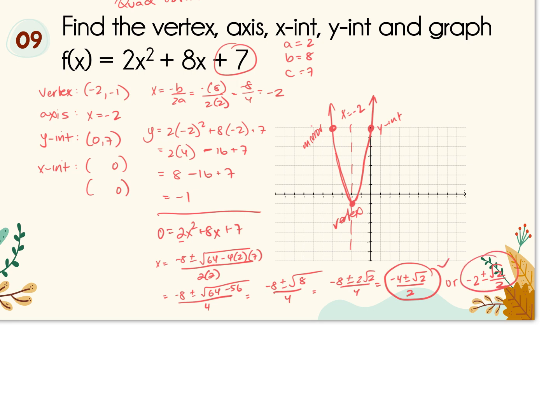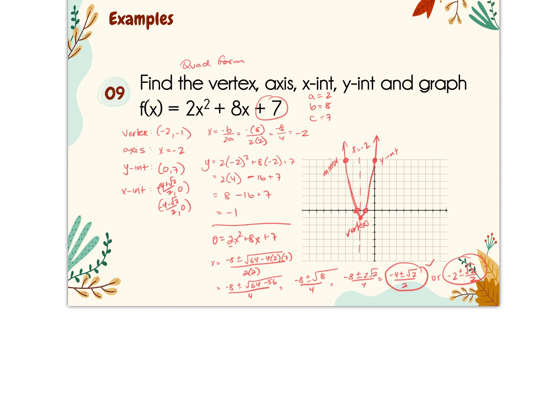So that's going to be the x value. So it's negative 4 plus radical 2 over 2 and negative 4 minus radical 2 over 2. Those are my x values, and that's what these values are. Again, they're not exact, but that's as good as you're going to get. But that's how we find our x-intercept. And then notice again, go through, make sure you list everything, and you're good to go.